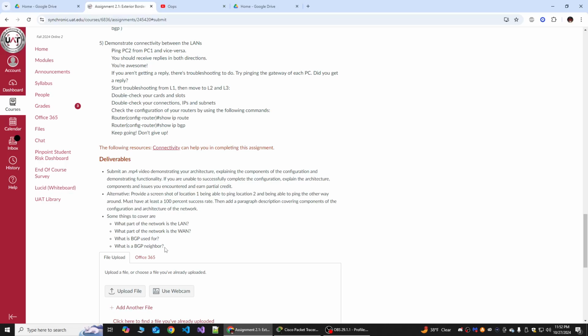And then the final question, what is the neighbor? The BGP neighbor is another router with which a BGP enabled router establishes a connection to exchange routing information. These neighbors communicate to share the best paths for data across the different networks.